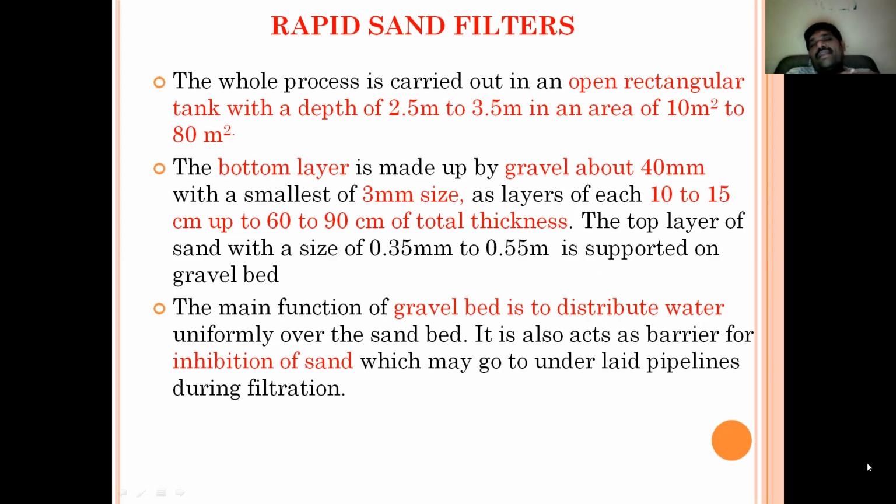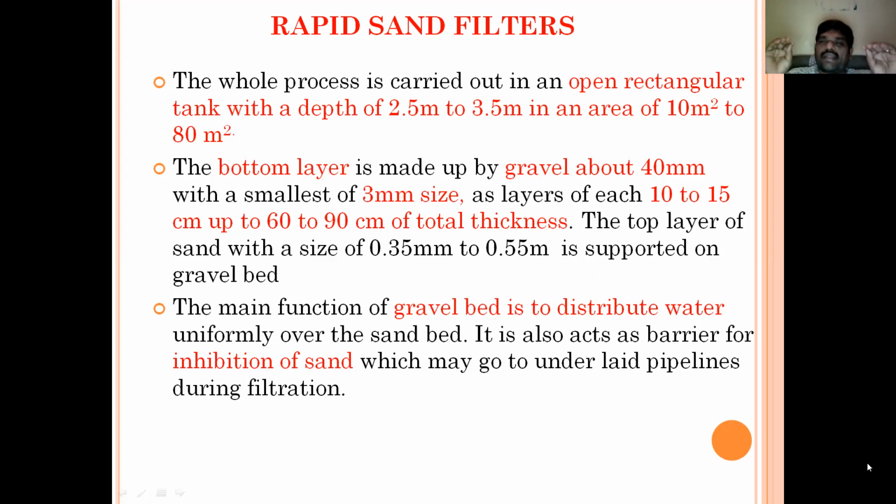The bottom layer is made up of gravel of about 40 mm, and the smallest size of gravel is 3 mm. The whole structure is constructed in layers. Each layer may be 10 to 15 centimeters, with 60 to 90 centimeters of total thickness. The top layer of sand with a size of 0.35 mm to 0.55 mm is supported on the gravel bed.